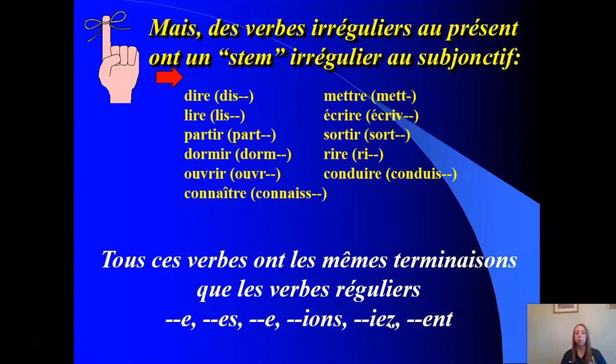The il plural form is going to be the stem. Tous les verbes ici ont les mêmes terminaisons que les verbes réguliers. Pardon. So same endings that we just saw, but the stems, again, because they're irregular in the present, we have to stick with that same stem we got from there.